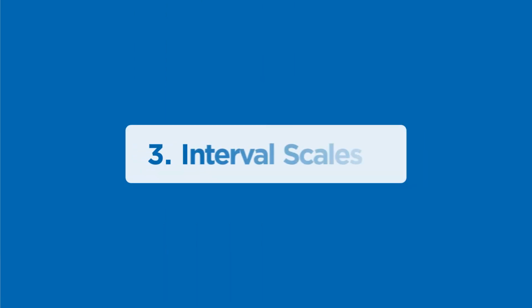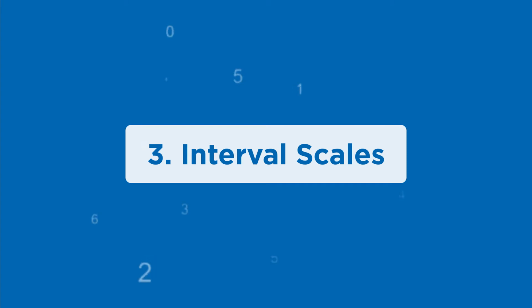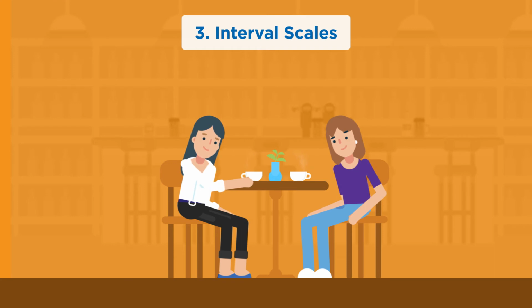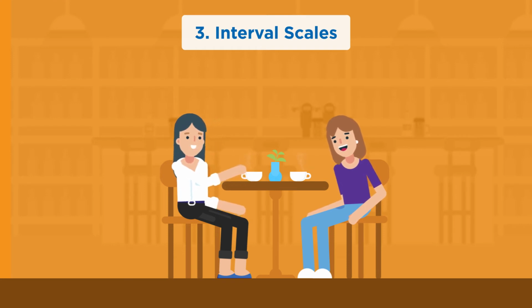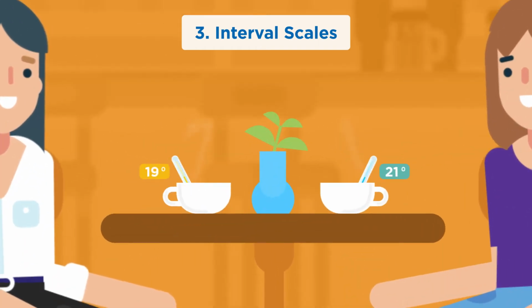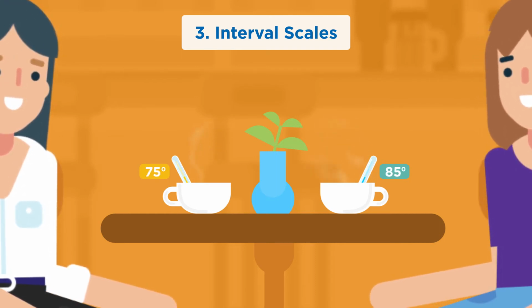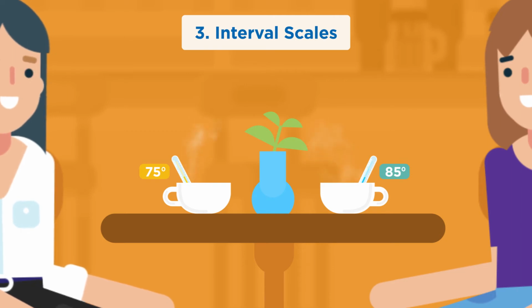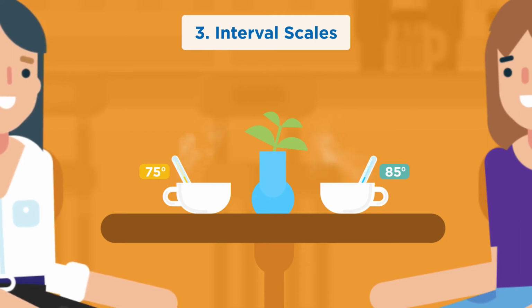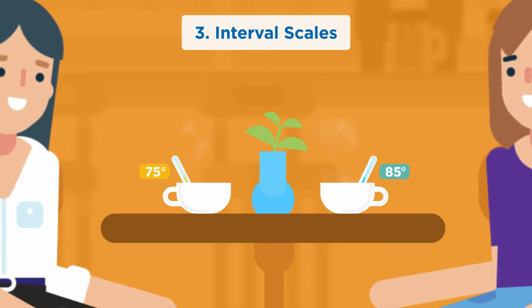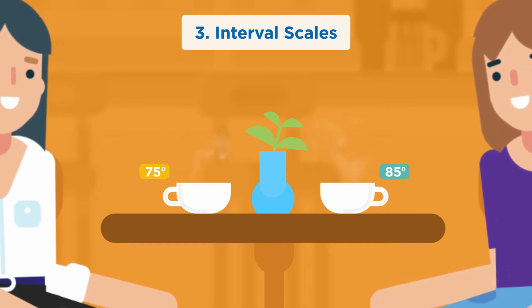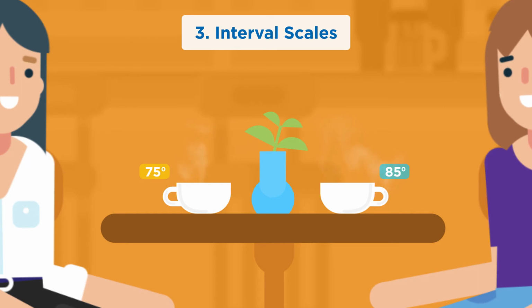Quantitative scales like interval scales are numeric in nature and tell us the order and the exact differences between the values. A classic example of an interval scale is Celsius temperature. In temperature, the difference between each value is equal. That is, the difference between 75 and 85 degrees is 10 degrees, is same as the difference between 20 and 30 degrees. But the problem with interval scales is that they don't have a true or absolute zero.